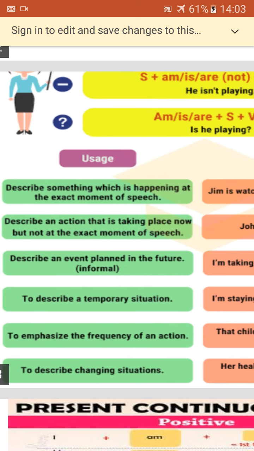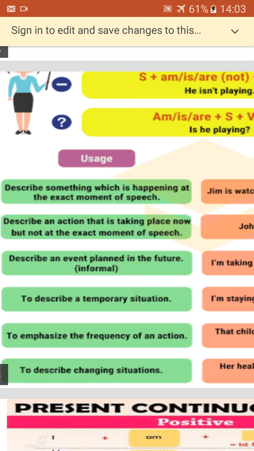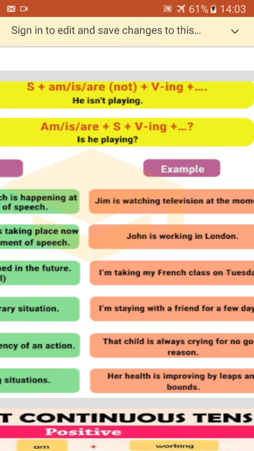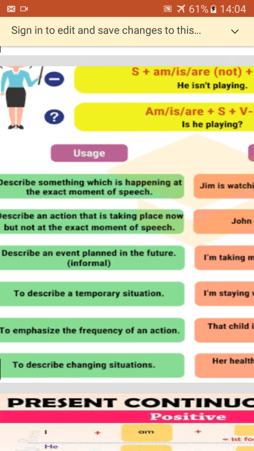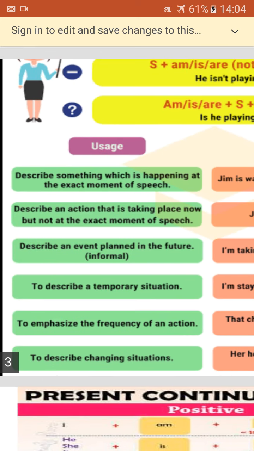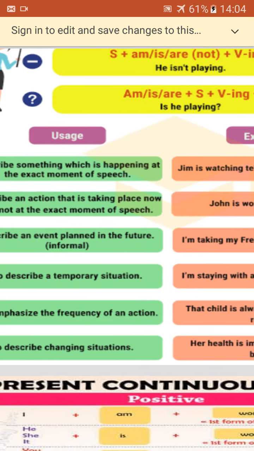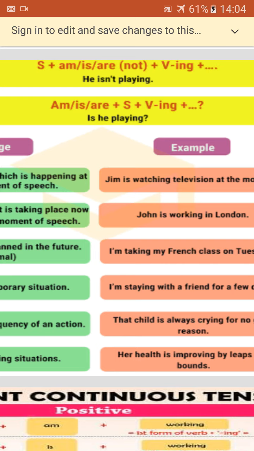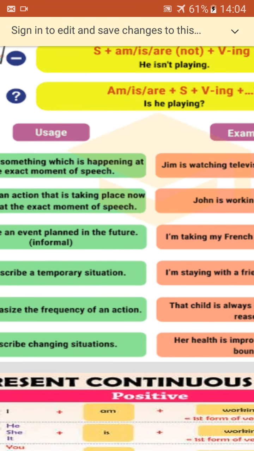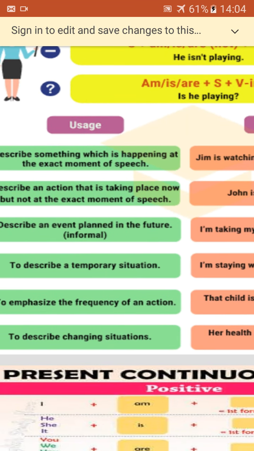Third, it describes an event planned in the future in an informal manner. So, I am taking my English class on Tuesday. Next, it could be to describe a temporary situation: I am working with a friend for a few days. That is a temporary situation. What are you doing now? So that is the time when you use a continuous tense.